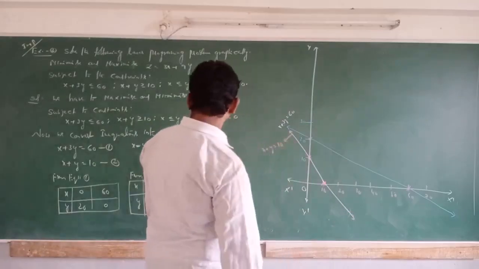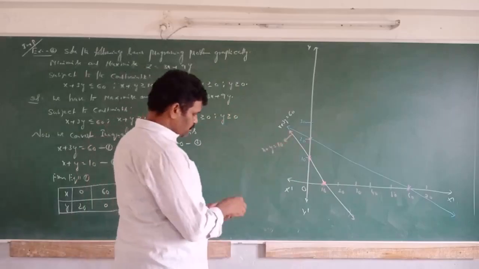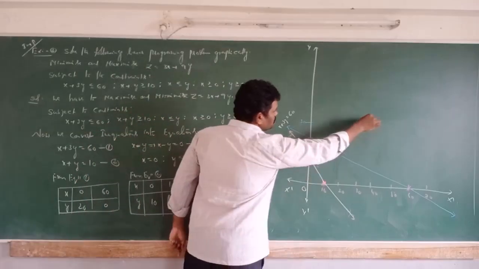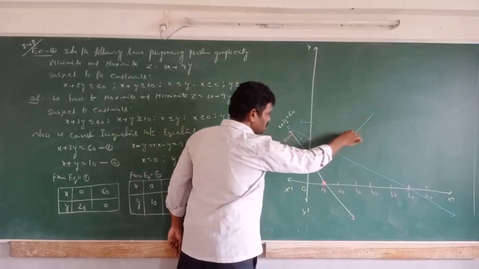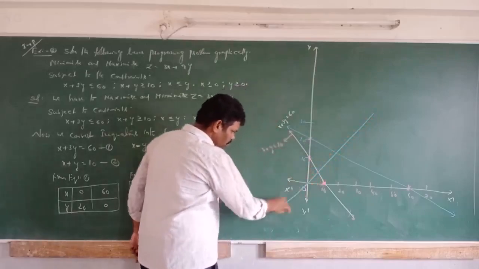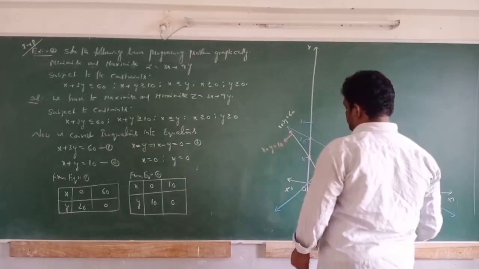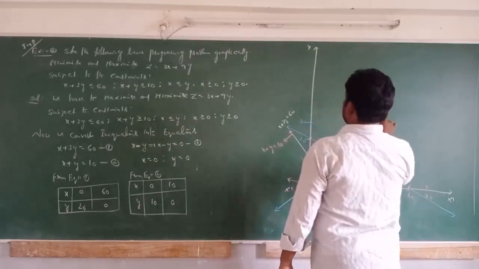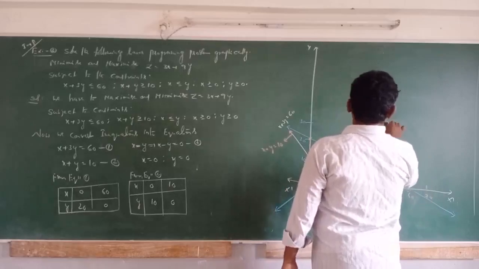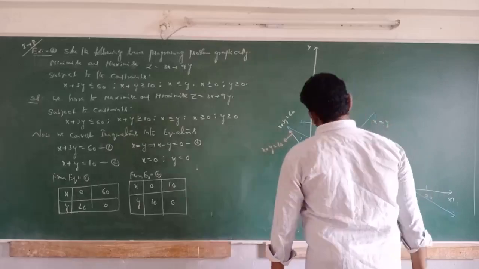Next, what is given? x is equal to y is given. x is equal to y means this line is passing through the origin. So what is the inequality for this one? x is less than or equal to y.